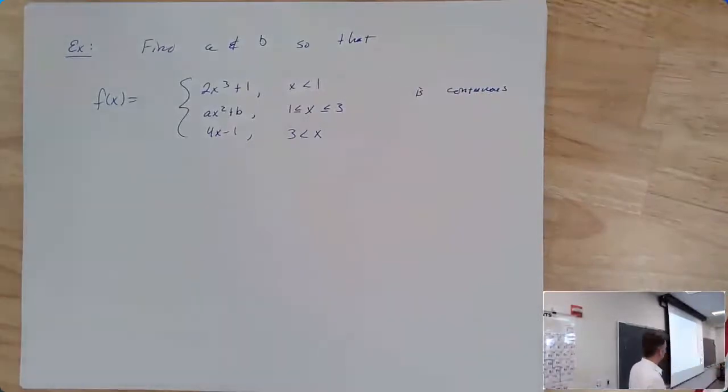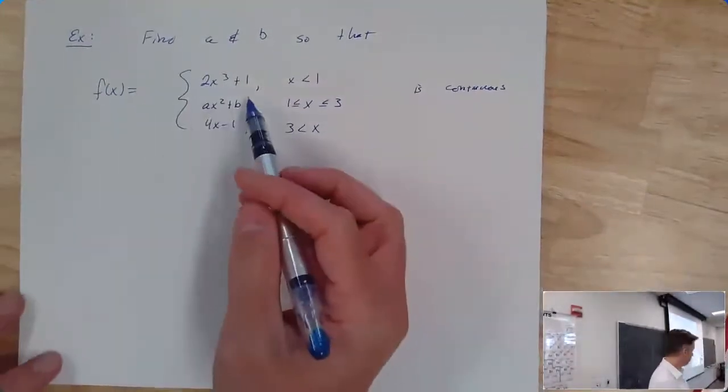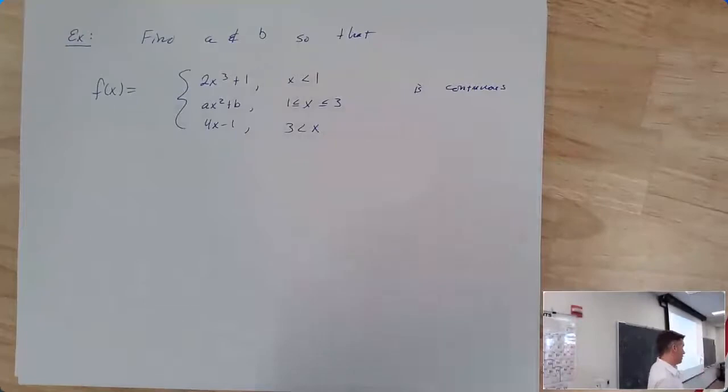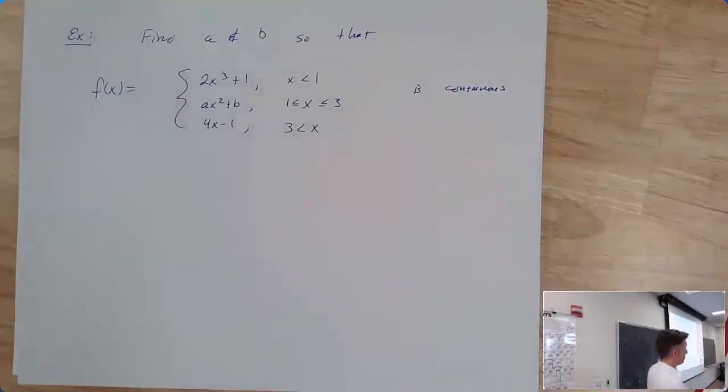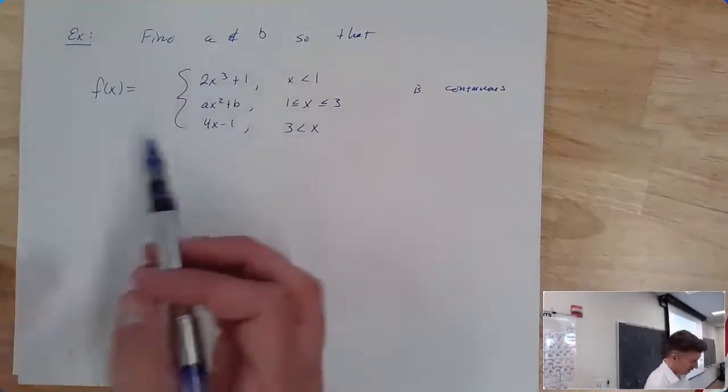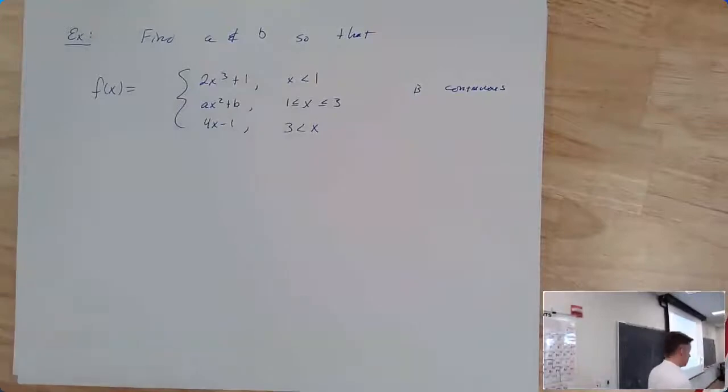Just a couple things to be aware of here. Each of these pieces on their own is continuous. 2x cubed plus 1 is a cubic function, or more generally a polynomial. It's continuous everywhere it's defined. Ax squared plus b is a polynomial, whatever a and b are, continuous where it's defined. And 4x minus 1 is also a polynomial, continuous where it's defined.